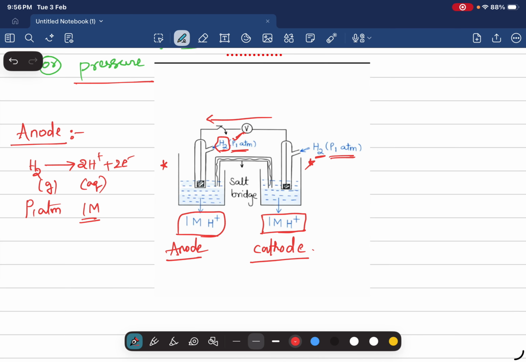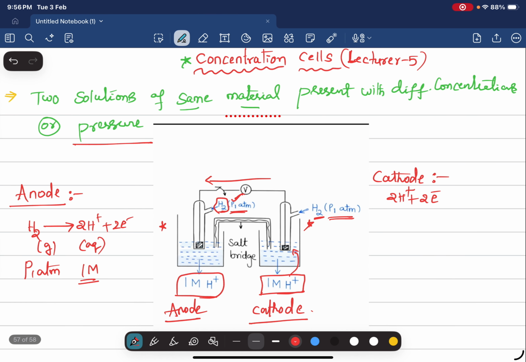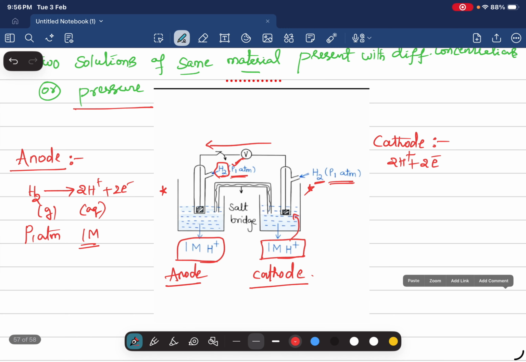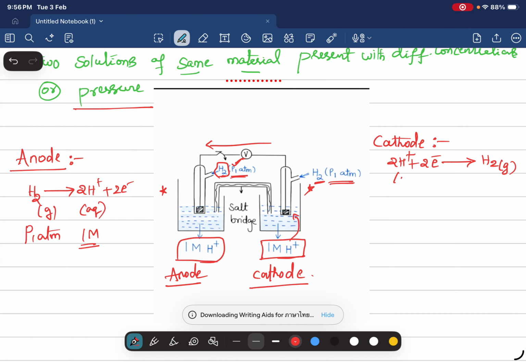Same way, the cathodic reaction, how does it happen? The cathode reaction will be 2H+ plus 2 electrons. Whenever this H+ ion touches the platinum electrode, it will become H2 gas. So this is the reduction reaction. This is 1 M H+ concentration, and this gas pressure is P2 atm. So these are the anode and cathode reactions.